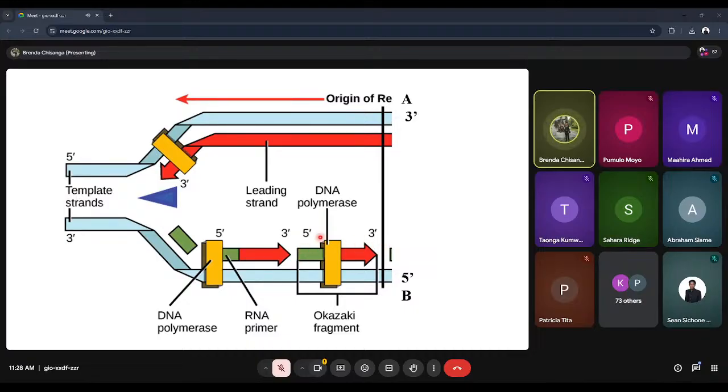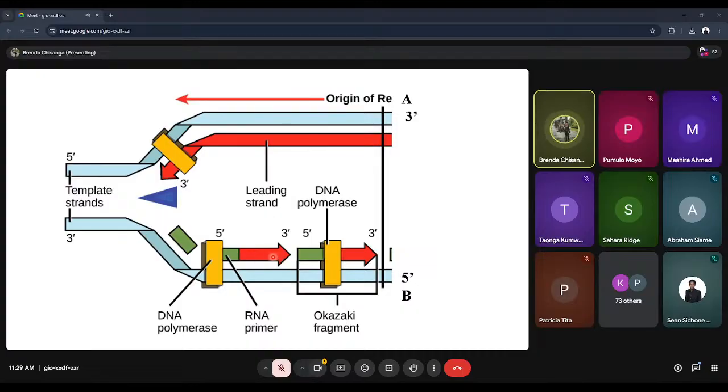In a similar way, the lagging strand also needs a primer, and synthesis by DNA polymerase 3 will also take place from the 5' to 3' direction. Because this synthesis is in the opposite direction to the fork, this strand is referred to as the lagging strand.